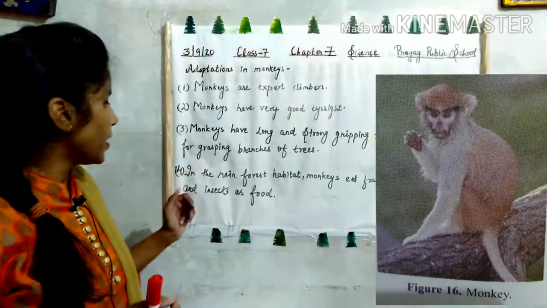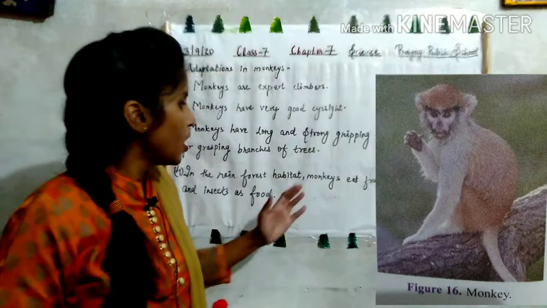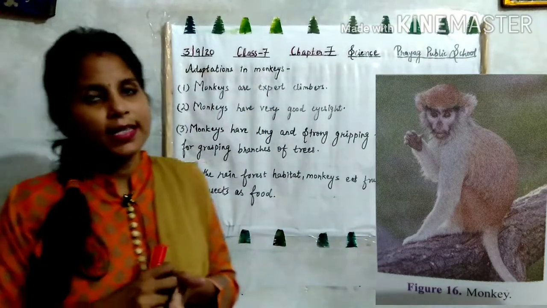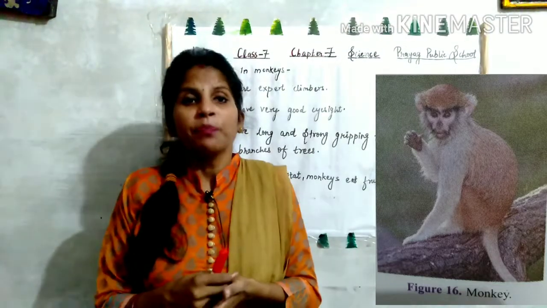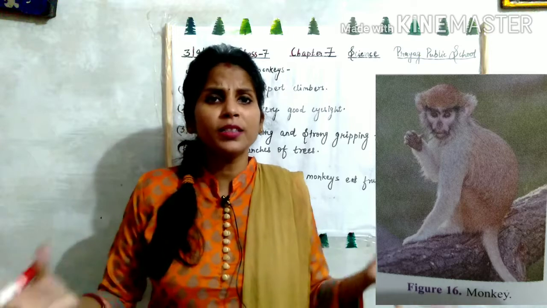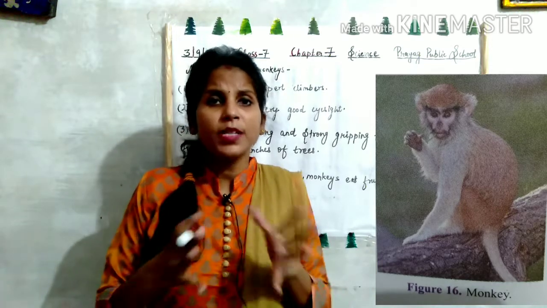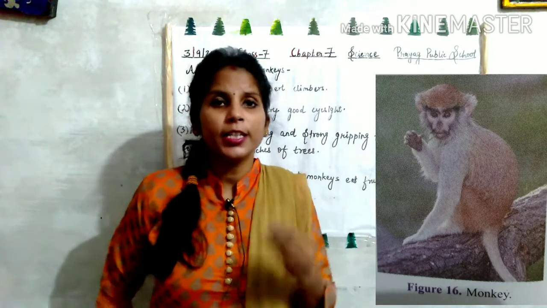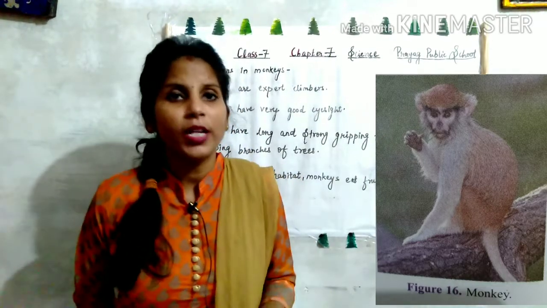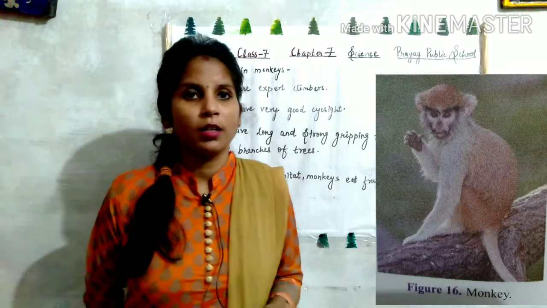And fourth one is, in the rainforest habitat, monkeys eat fruits, seeds, leaves, roots and insects as food. ठीक है. So we all know that it mostly eat plant things, but sometimes when it is not getting food, it eat insects also, and it is mainly found in the tropical rainforest of the India.